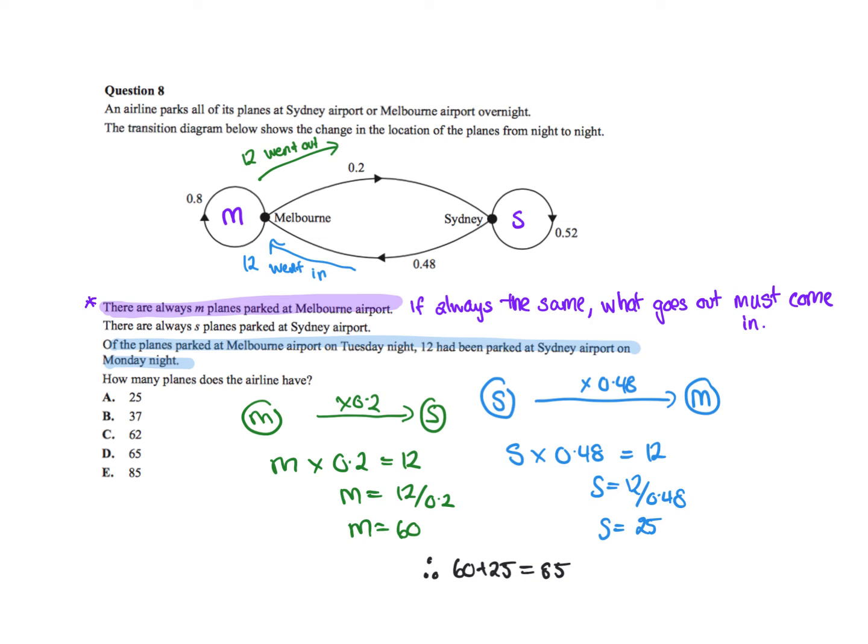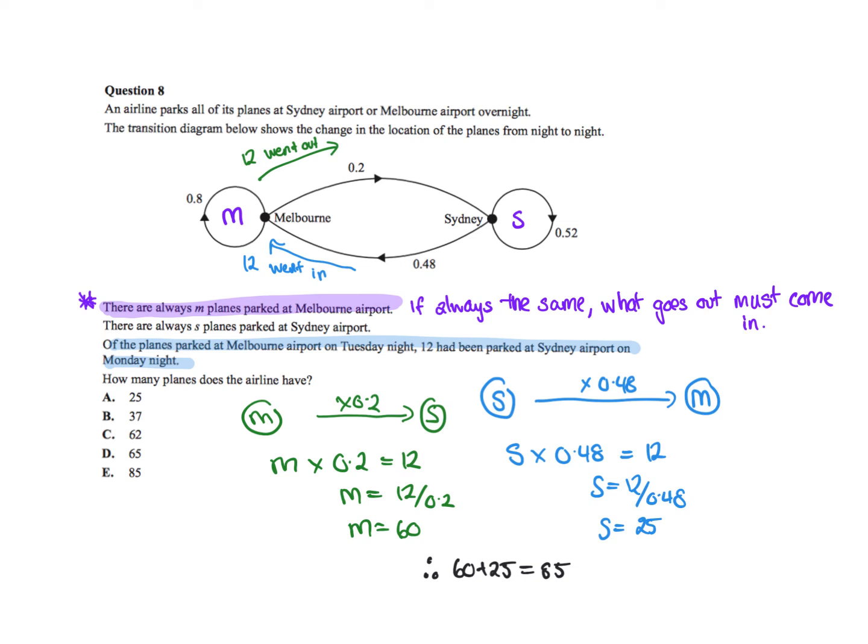So if the actual number never changes, what goes out must come in. So if some planes go out to Sydney, Sydney must then push some planes back because the number never changes. And that was important. You needed to know that. So there were always S planes parked at Sydney, and they're saying the same thing there. So what goes out of Sydney must go in.